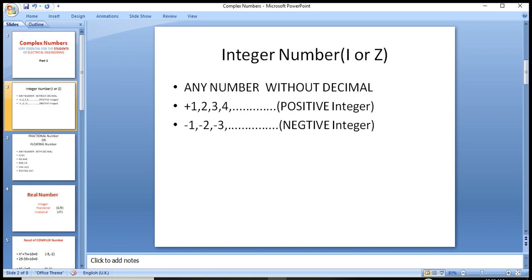Any number without a decimal is an integer number. Plus 1, plus 2, plus 3, plus 4, and so on up to infinity are positive integers. And minus 1, minus 2, minus 3 are negative integers.